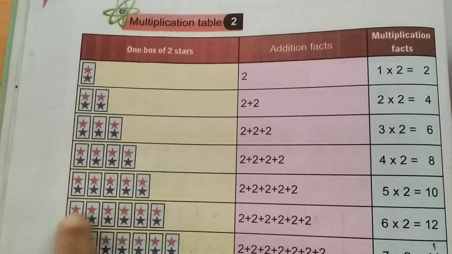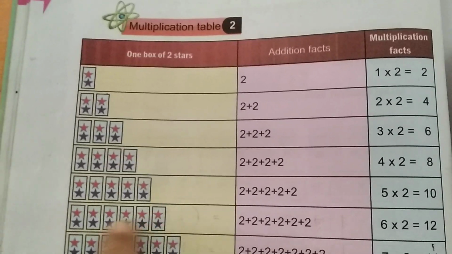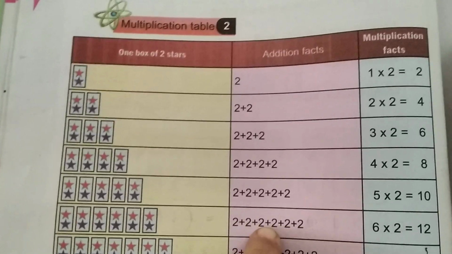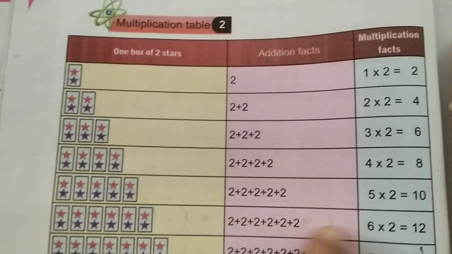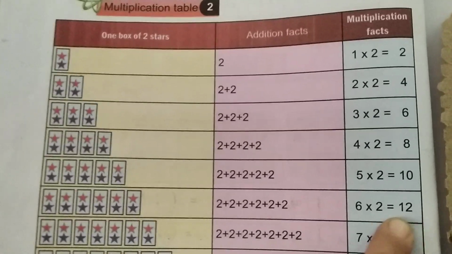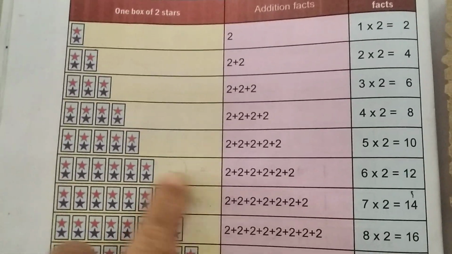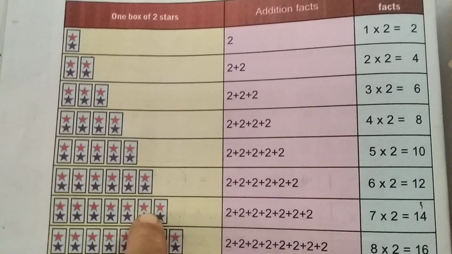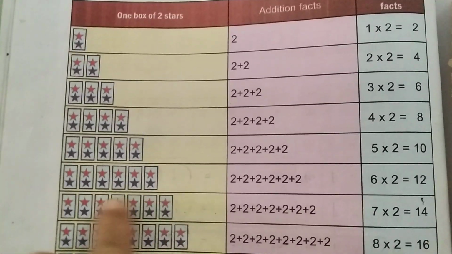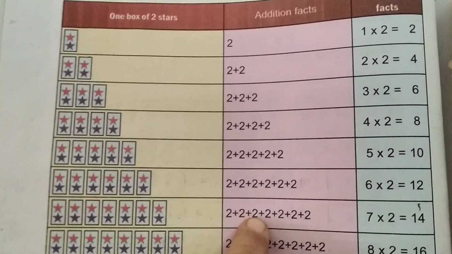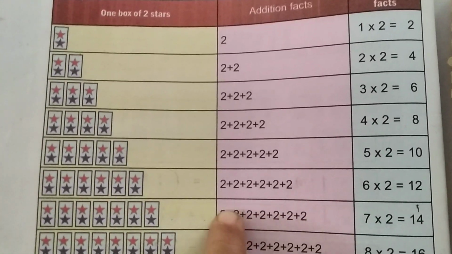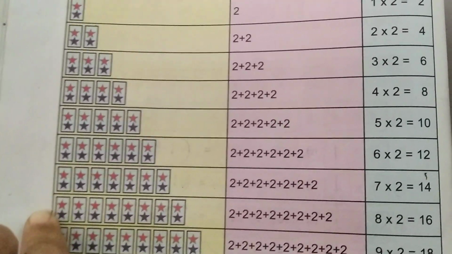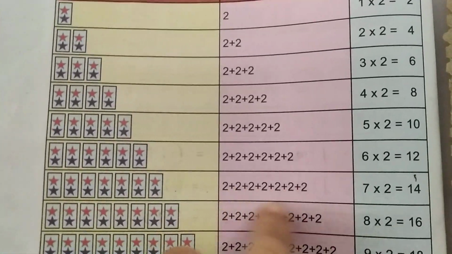6 boxes of 2 stars, 1, 2, 3, 4, 5, 6. So 2 plus 2 plus 2 plus 2 plus 2 plus 2, 6 2s, 6 into 2 is 12. 7 boxes of 2 stars, 1 to 7. 2 plus 2 plus 2 plus 2 plus 2 plus 2 plus 2, 7 2s, 7 into 2 is 14. If we add, we get 14.